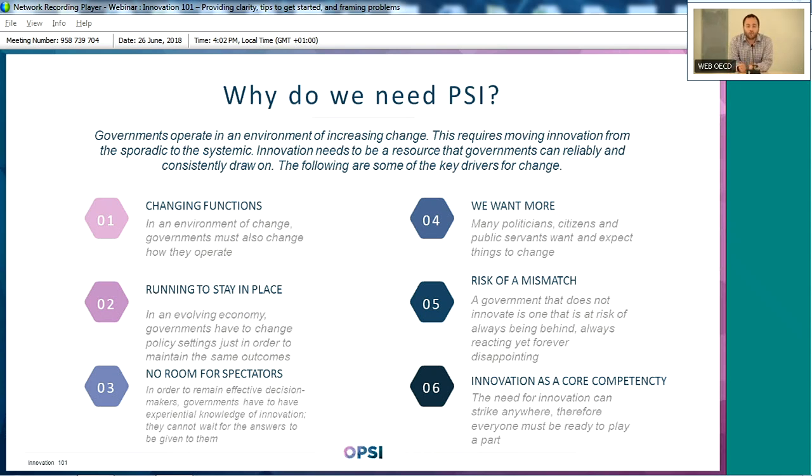Also, with the increasingly changing functions and with the changes of what's possible in our lives, citizens and politicians want more. So how we respond to our citizens actually wanting more is really, really critical. And so if we don't respond to it, we end up with a risk of a mismatch, that we end up with government providing services that are no longer the services that citizens want. And so if there's that mismatch, we start creating issues with the value within the government.